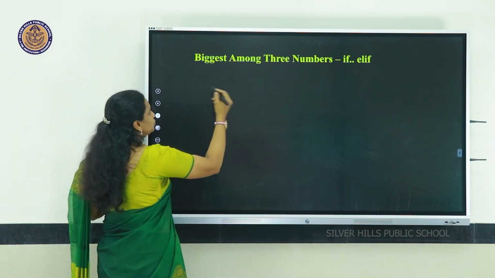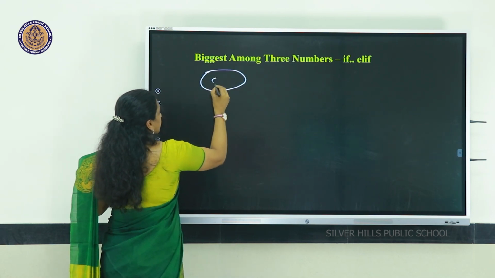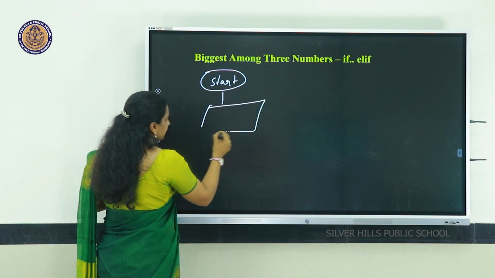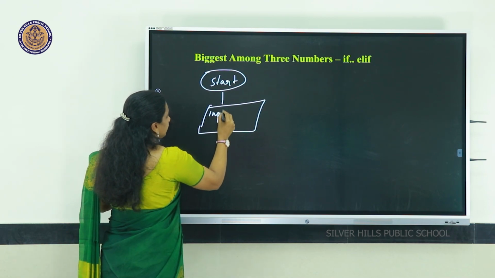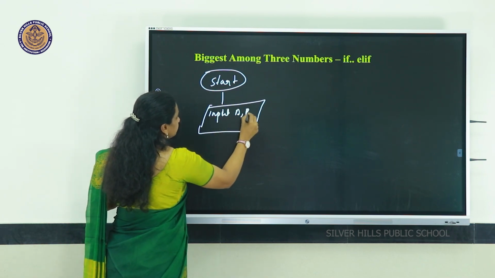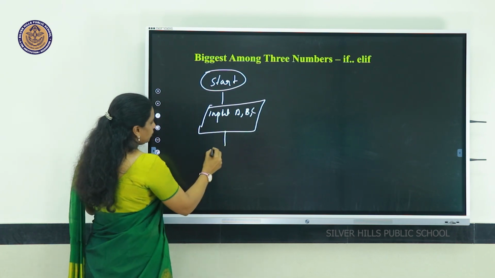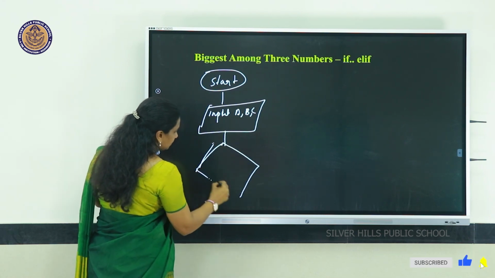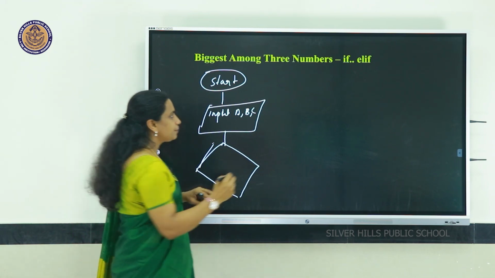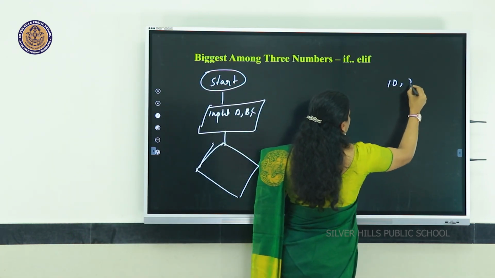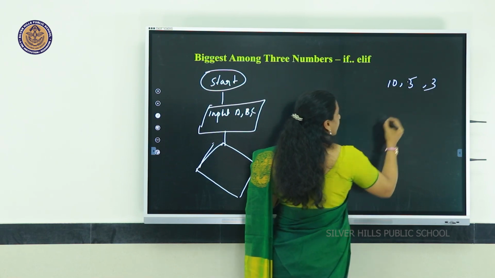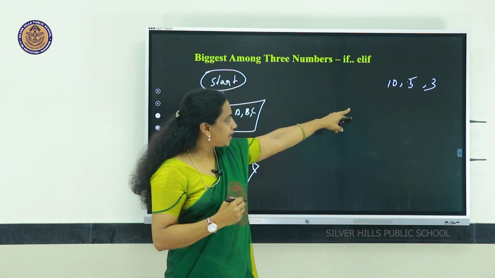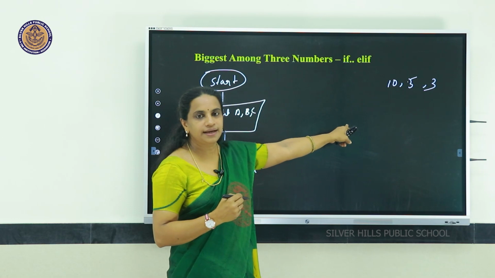Okay. Now what we have to do, you can start the program, then you can input 3 numbers, again you can use the same symbol, input A, B and C. Okay. Now you can use condition. What is the condition here? Suppose that the numbers are 10, 5 and 3. How will you find out the biggest among these 3 numbers? If 10 is greater than 5 and 10 is greater than 3, 10 is the biggest number.